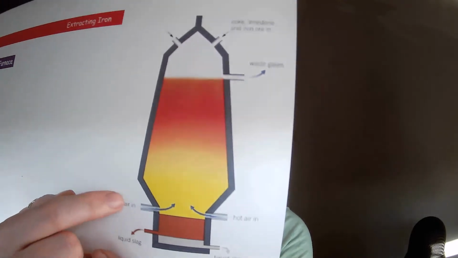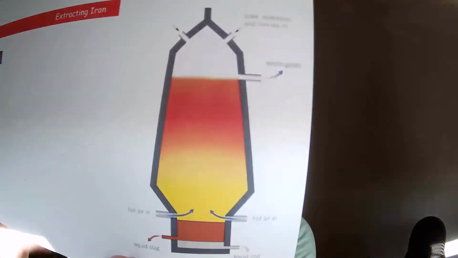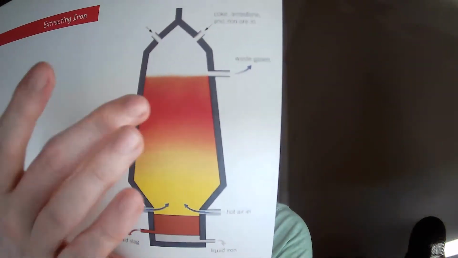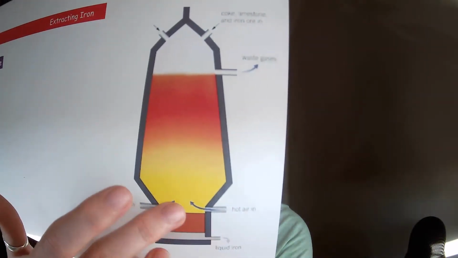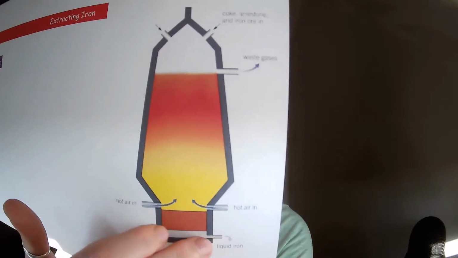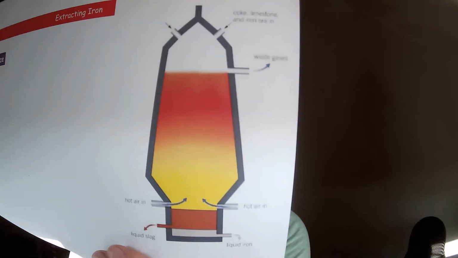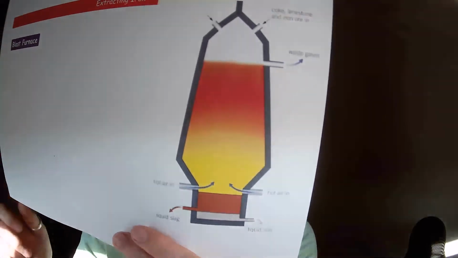We are then going to be pumping in hot air down at the bottom here. And what's going to happen, the reactions that occur in here will result in 2 things forming at the bottom. The liquid iron, which we can run off, and we also have the delightfully named liquid slag, all the waste materials that we can get rid of as well.